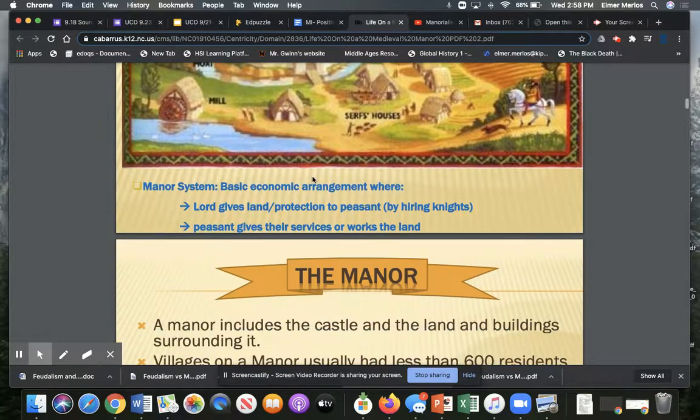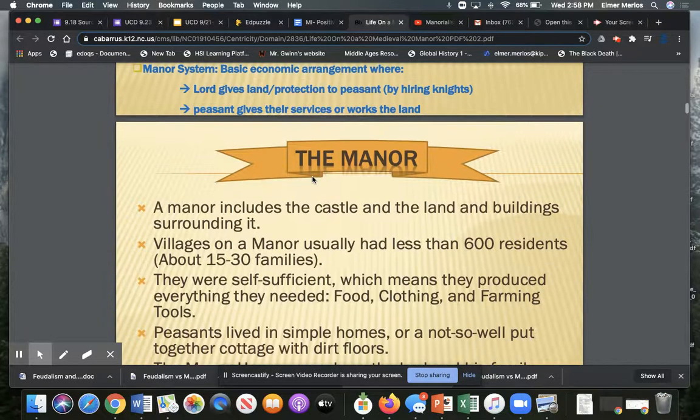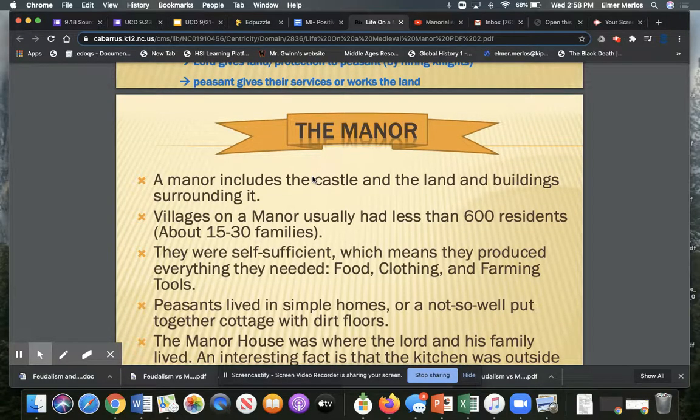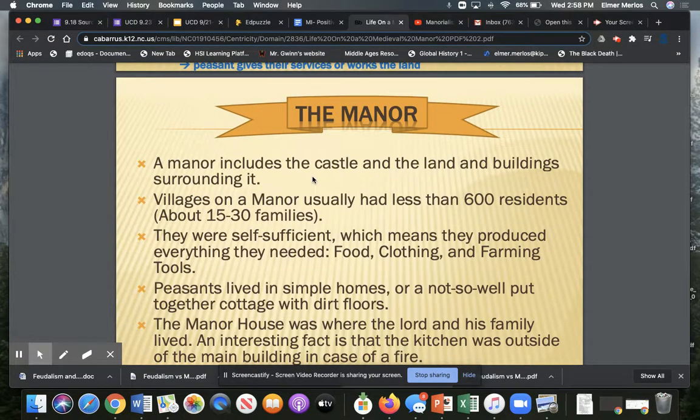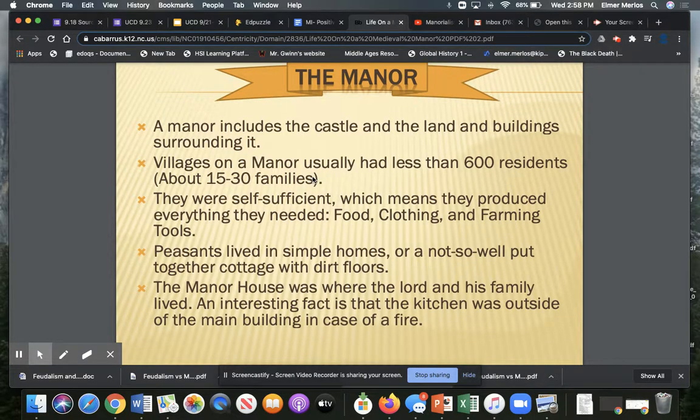Okay. So the manor includes a castle and the lands and buildings around it. Any land around the castle was part of the manor. There might be a jungle. There might be some farmland. Everything belongs to the Lord. Villages on a manor usually had fewer than 600 residents, so it's small. These were not big cities; they were pretty small. They were self-sufficient. We talked about that yesterday, which means they produced everything they needed. You're trying to avoid contact with the outside because you don't want to travel. Traveling is not the safest thing. So you make your own food, clothing, and farming tools.